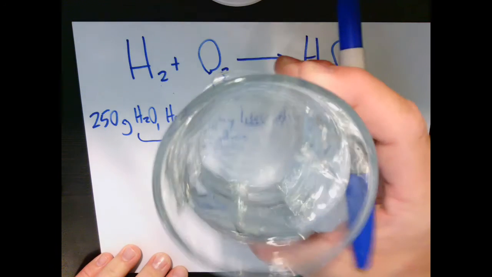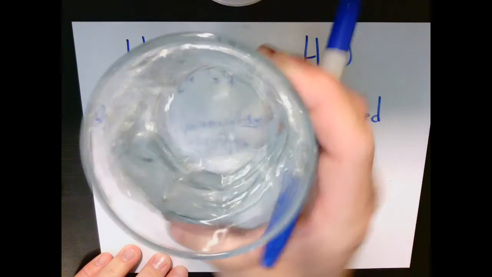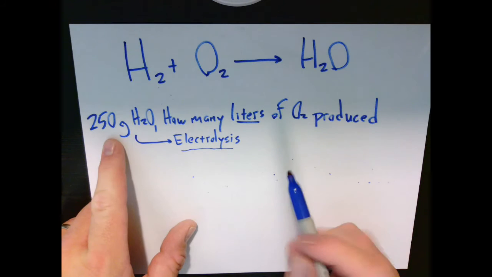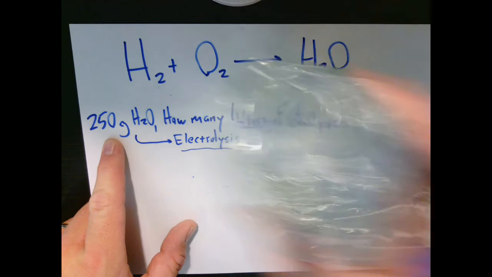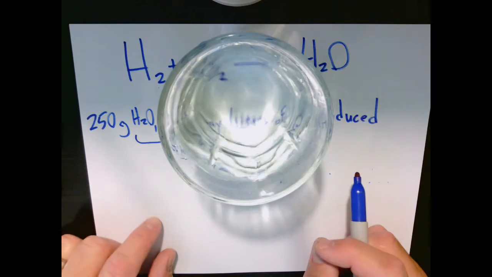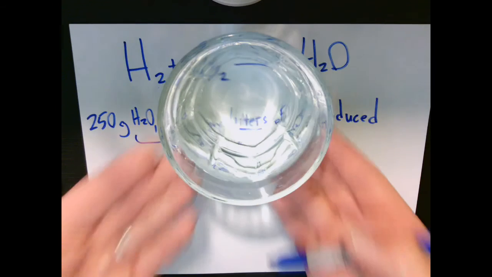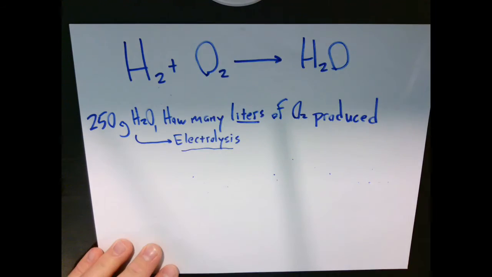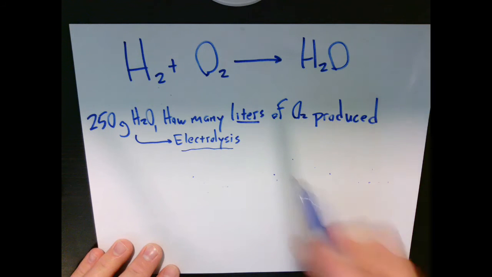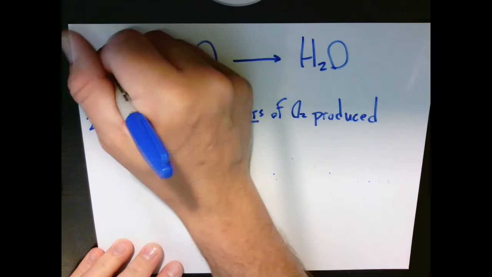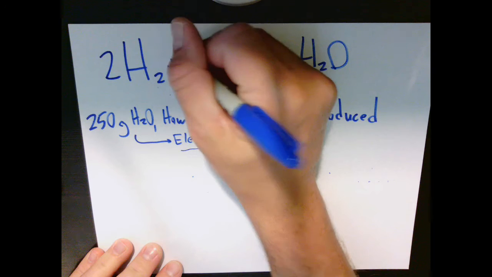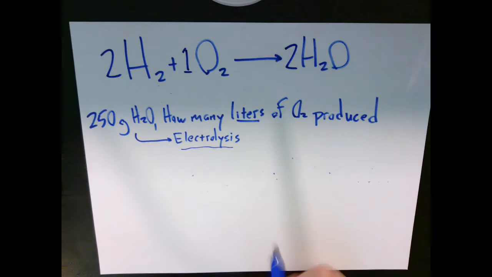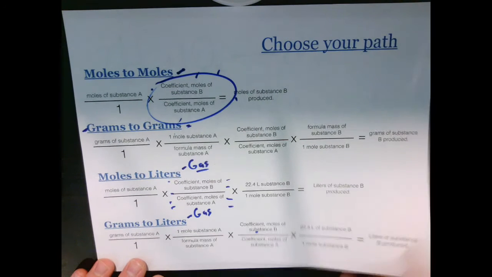So an average glass of water here is about 250 milliliters, which is about 250 grams. So if I were to take this water and completely split all of it into hydrogen and oxygen, how many liters of oxygen would I get? So balance the equation, 2, 1, 2. And then our pathway, grams to liters.